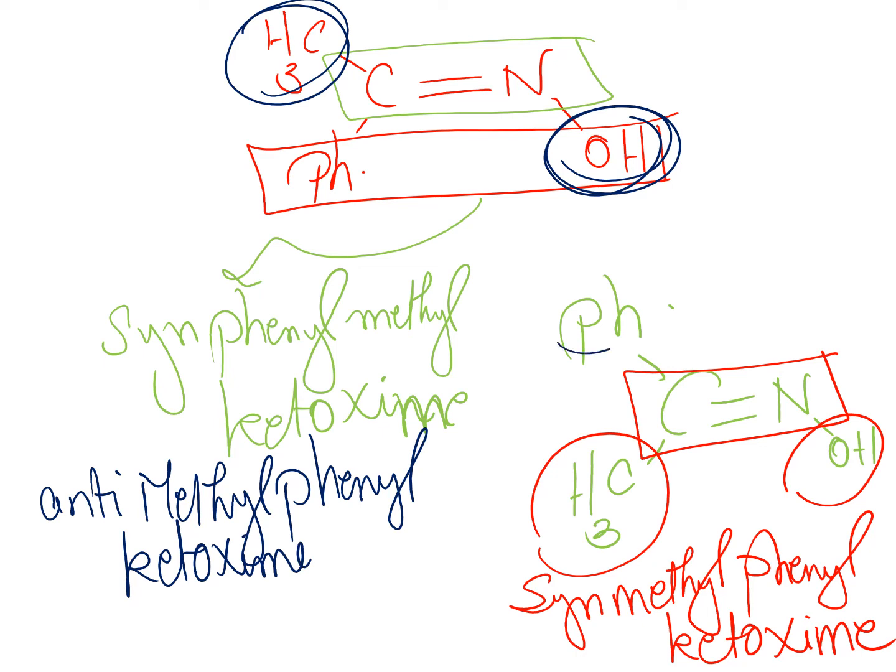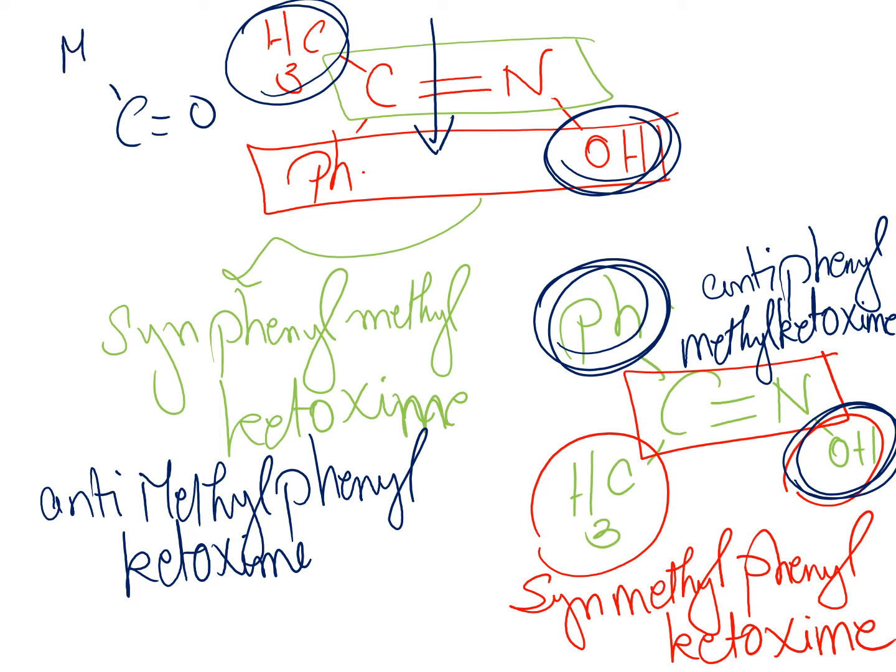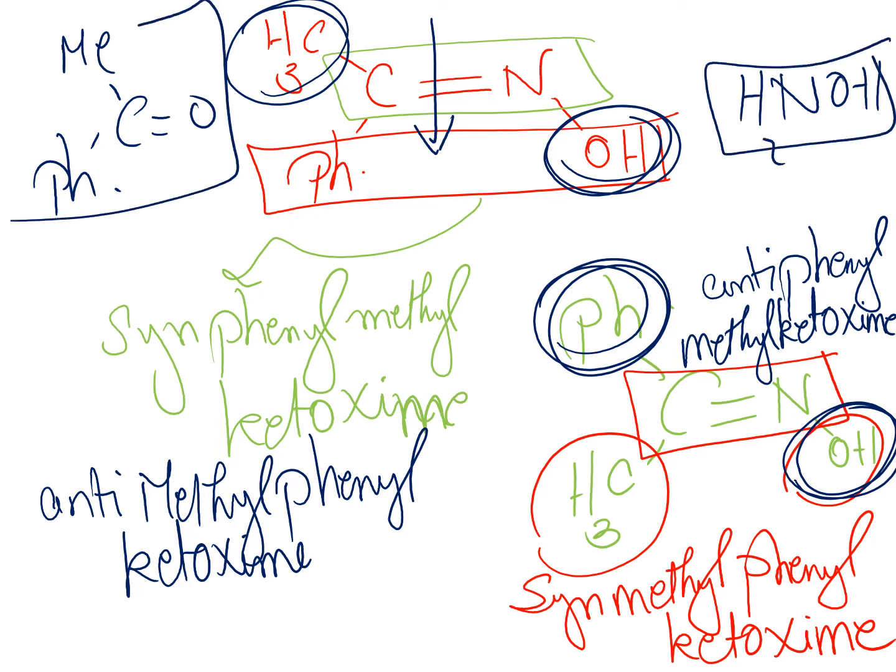And the same way you have here the phenyl on an opposite side to the hydroxy group, so this is the anti-phenyl, and then you mention the other group, which is the methyl ketoxime. This is in case of ketones. However, this is how your compound was. You had the ketonic compound and you had your hydroxylamine. They reacted together, you removed this O with these two hydrogens and you produced this compound.